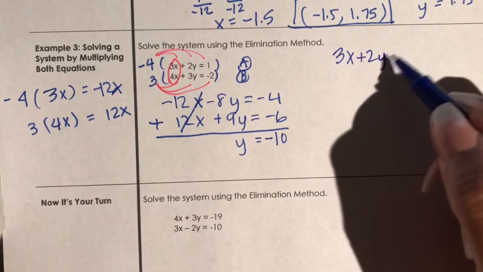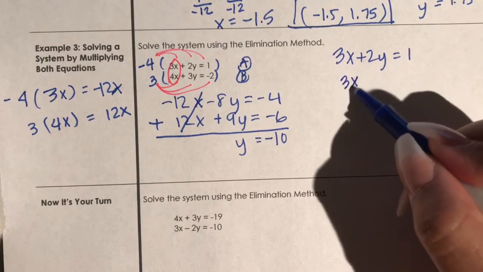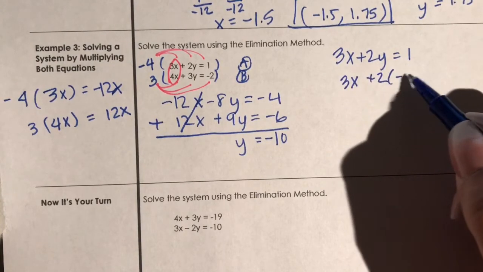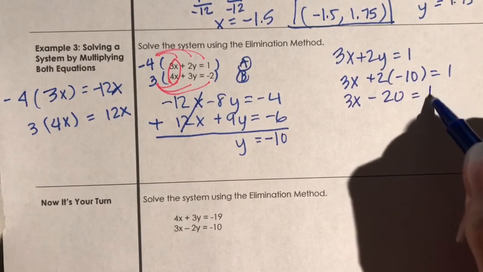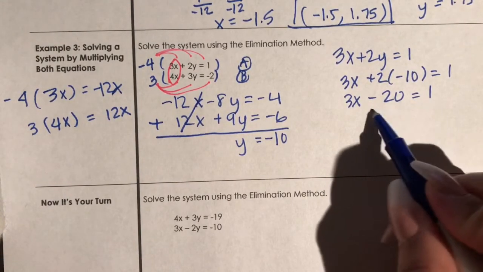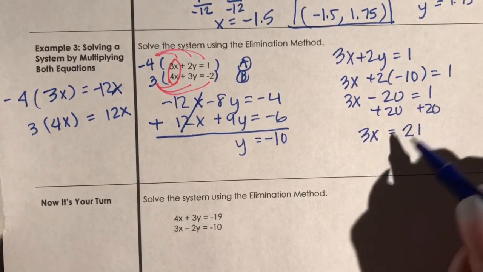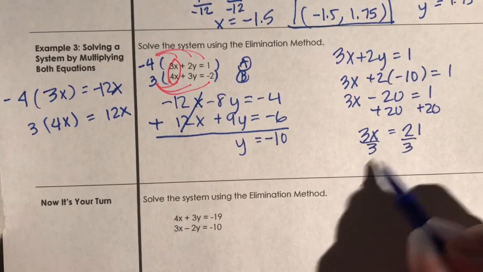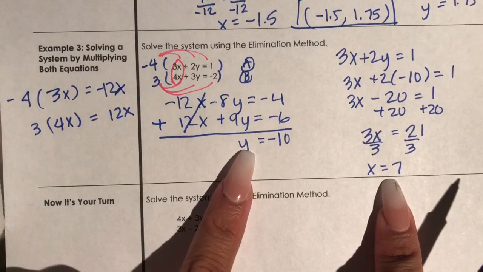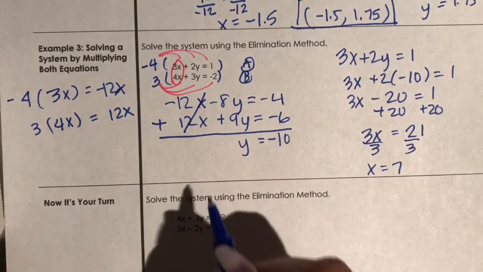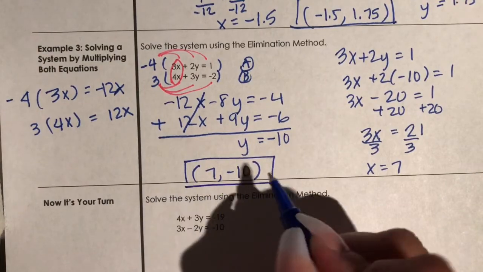3x plus 2y equals 1. I'm substituting the y for negative 10. 3x plus 2 times negative 10 equals 1. 3x minus 20 equals 1. Add 20 to both sides. 3x equals 21. Divide both sides by 3. X equals 7. So, this is the x, that's the y. We're going to present them as an ordered pair, 7, negative 10. And that is my point of intersection and solution.